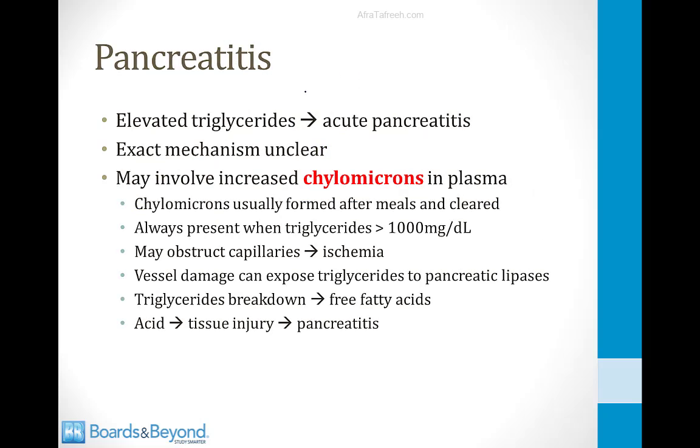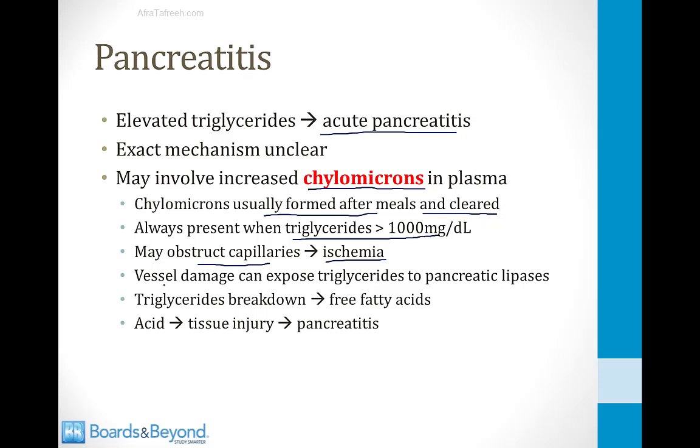So markedly elevated levels of triglycerides can cause acute pancreatitis. Why does this occur? Well, the exact mechanism is not known, but it's believed that it may involve chylomicrons in the plasma. Recall that chylomicrons are very large particles and are usually formed after meals, and then they clear a few hours later as your body metabolizes all the triglycerides inside the chylomicrons. However, when your triglyceride level is over 1,000, chylomicrons are always present, and they're large particles, and it's believed that they may obstruct capillaries in the pancreas, causing ischemia.